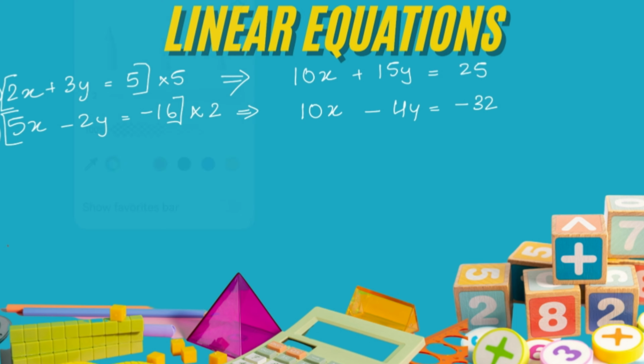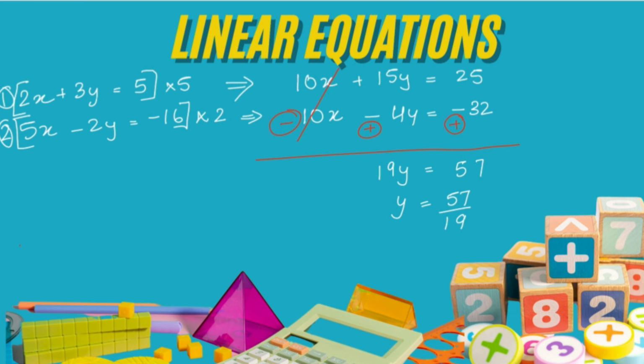Now I have to subtract the second equation from the first equation. By subtracting, the signs will change. So the 10x gets cancelled. 15 plus 4, we get 19y, and 25 plus 32, we get 57. So the value of y is 57 divided by 19. When we divide 57 by 19, we get the value of y as 3.